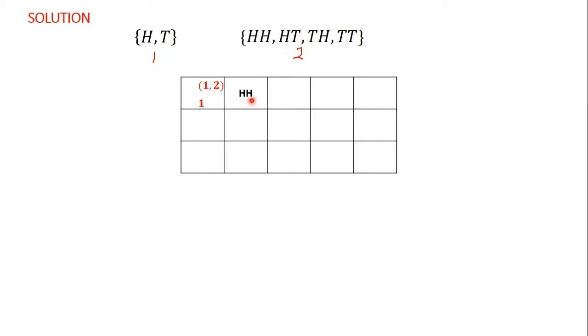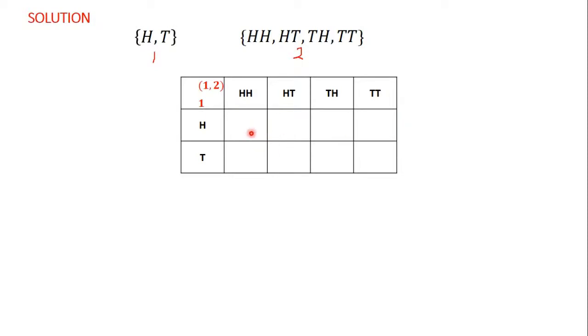So we have a head and head here. We have a head and a tail here. We have a tail and a head here. And we have a tail and a tail here. And the first column will represent the possible outcomes after tossing a coin once. So we have a head here, and a tail here. So this is the possible outcomes after tossing a coin twice, and this is the possible outcome after tossing a coin once. When you combine them, you get the possible outcomes after tossing a coin thrice.